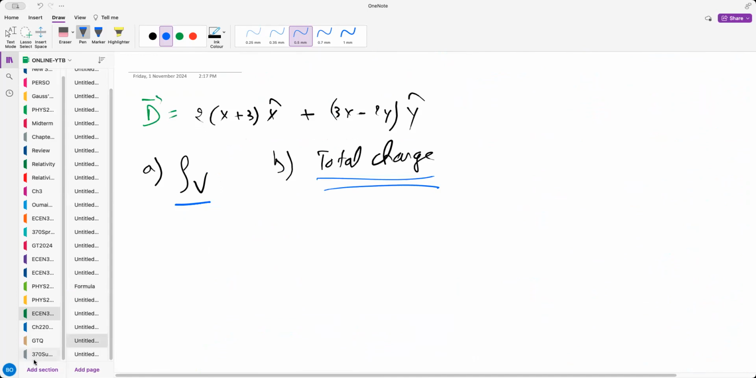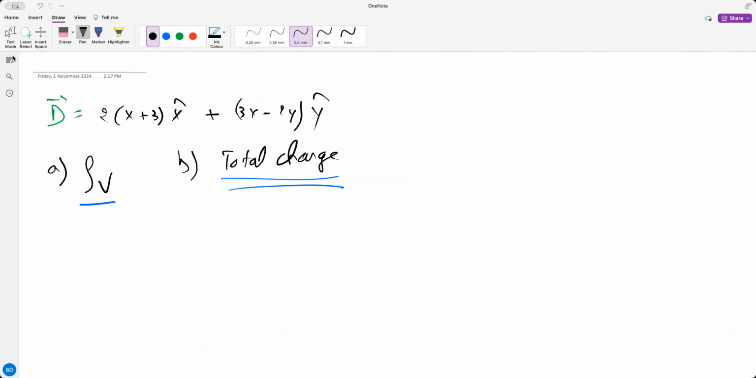So here, yes, correct, Shad, I think Shad answered. The divergence of vector D is equal to the volume charge density.